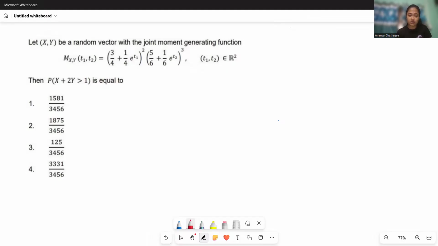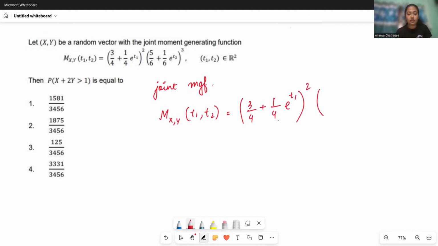Okay, at first we start with the joint MGF, which is given by M_XY(t1, t2) equal to (3/4 plus 1/4 e to the power t1) whole squared, into (5/6 plus 1/6 e to the power t2) whole cubed.